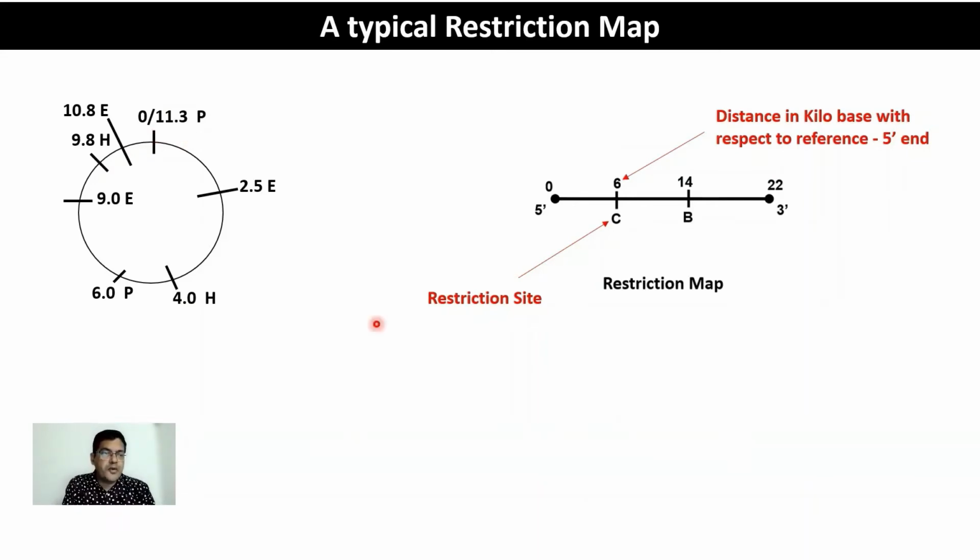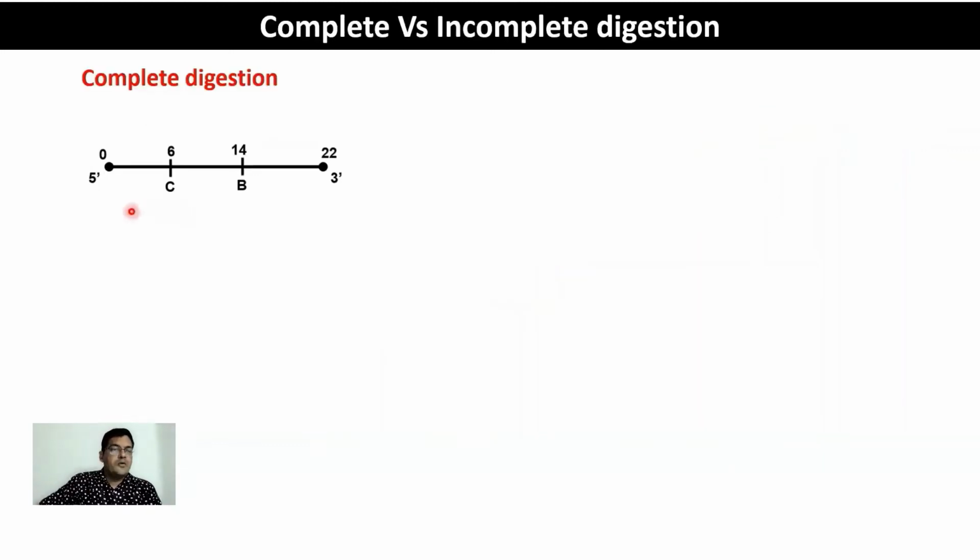So there is also one more concept that you need to understand, that is known as complete digestion and incomplete digestion. So here is a restriction map of a linear DNA, and you can see there are 2 cut sites here, one at 6 kb, one at 14 kb. The total length of the DNA is 22 kilobases. So complete digestion essentially means that all sites and all DNA molecules are digested. So let's say you have 100 DNA molecules here in your solution, and you're digesting for both B and C. So every DNA molecule of the 100 that you have will be digested at C and at B as well, right? So now let's look at the number of fragments that you obtain upon complete digestion of this DNA.